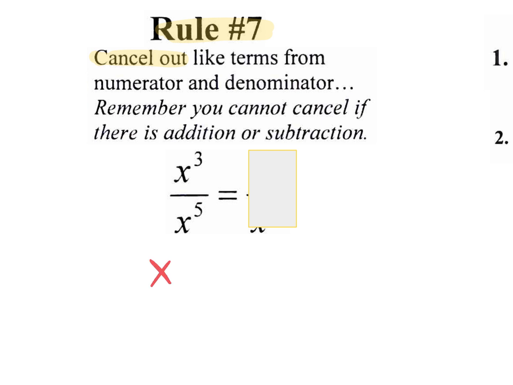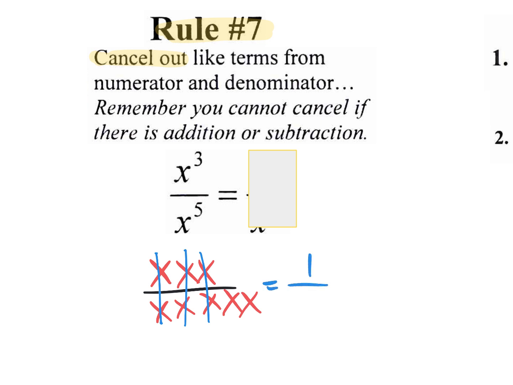Up on top, you have x times x times x. On the bottom, you have x to the fifth, which is x times x times x times x times x. And of course, when you have something identical above, something identical on the bottom, that cancels out, cancels out, cancels out. So there's nothing left up on top, so you put a 1 up there. And there's x times x on the bottom, so x squared is on the bottom. Do you understand that? The canceling rule.